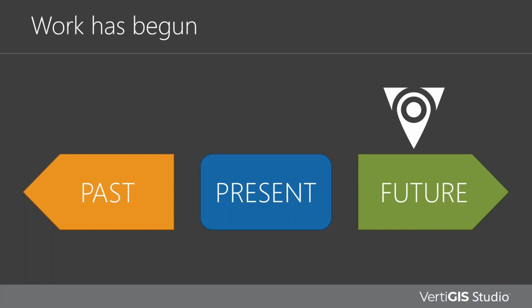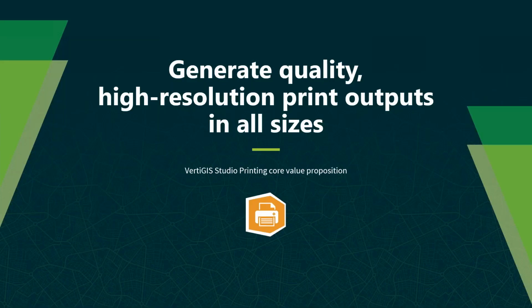I wouldn't call them imminent, so they're not in that present category where these things are largely through QA and ready to go. This is more, hey, what's going on? Give us some updates on some of the other things you've talked about in the past. So let's talk about VertiGIS Studio Printing.